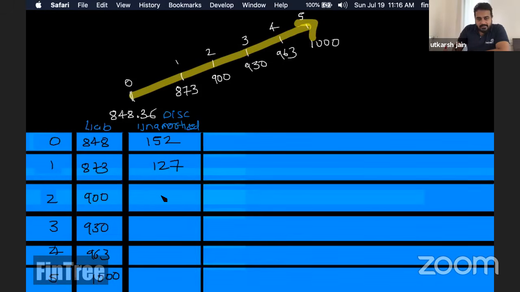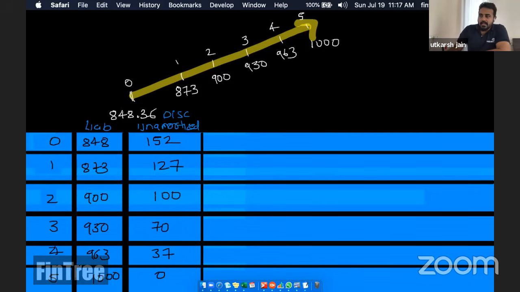So now what is the distance here? About 100. What's the distance here? 70. We're reducing it further. What's the distance here? Now we're left with 37. And finally we're left with 0. Are these numbers correct? So now this is called the unamortized discount.